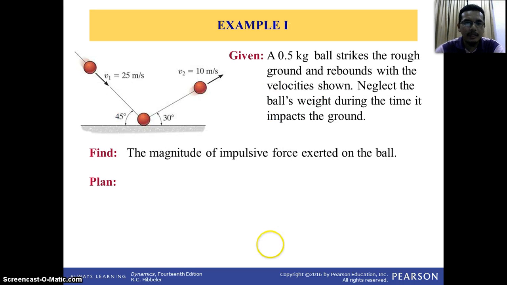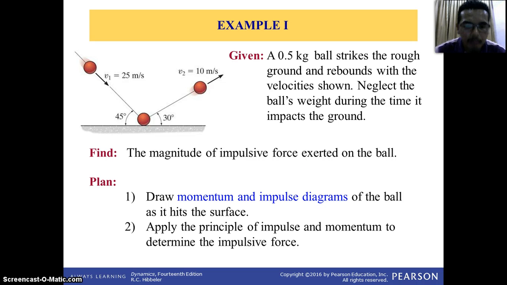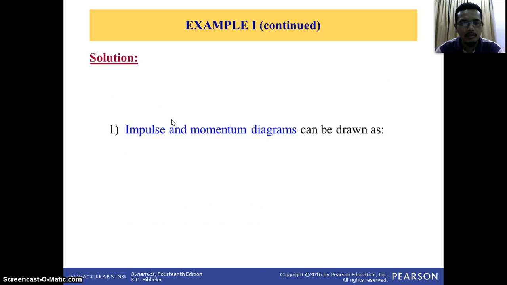Okay, we can see here one example. We have a 0.5 kilogram ball that strikes the rough ground and rebounds back. So v1 here is the initial velocity, it bounces here, strikes here and rebounds. Neglect the ball's weight during the time it impacts the ground. Find the magnitude of the impulsive force exerted on the ball. So our plan is to draw the momentum and impulse diagrams of the ball, fill in the space, and then apply the principle to determine the impulsive forces.